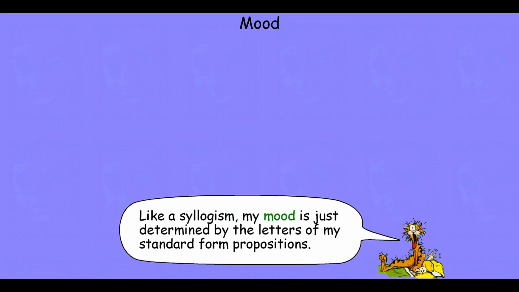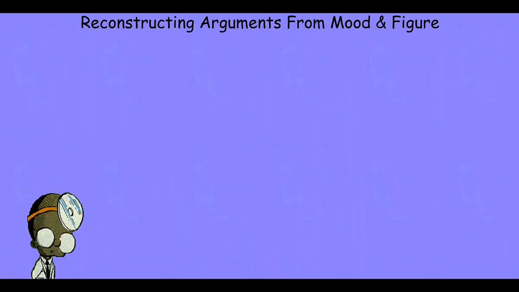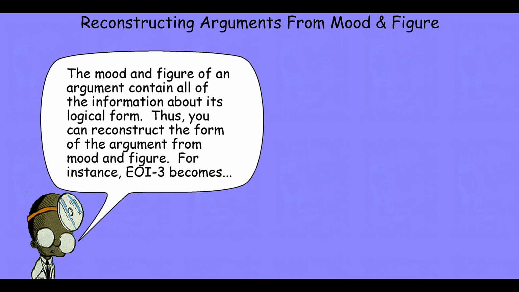Now, the mood just gives us the letter names for each of the standard form categorical statements that appear in our syllogism in the order in which they appear: the major premise, the minor premise, and the conclusion. We can use the information in the figure and mood to reconstruct the logical form of the argument. We can do so like this. Suppose that we have a mood of EOI and a figure of 3.